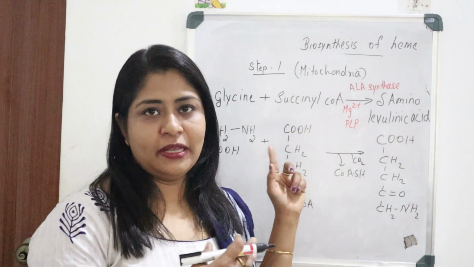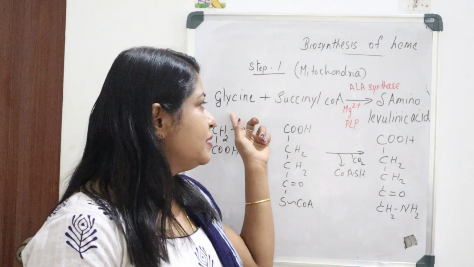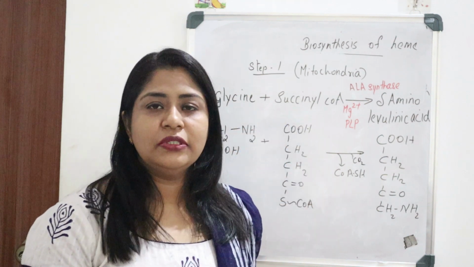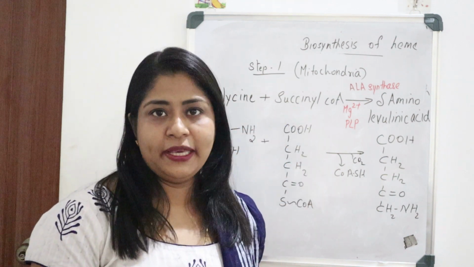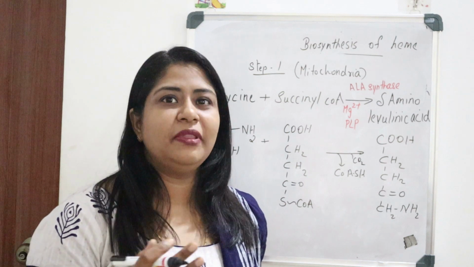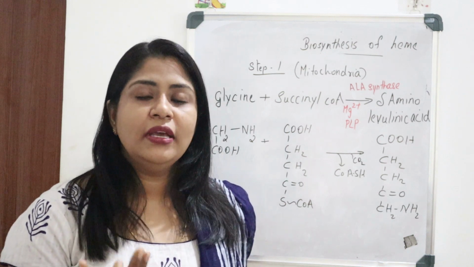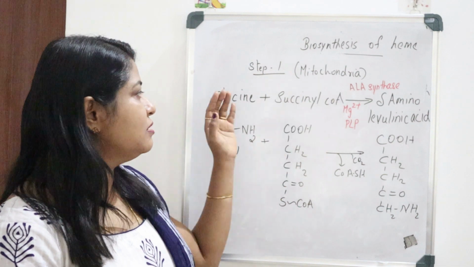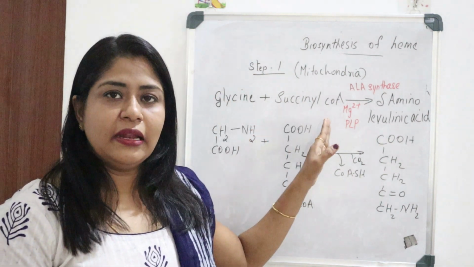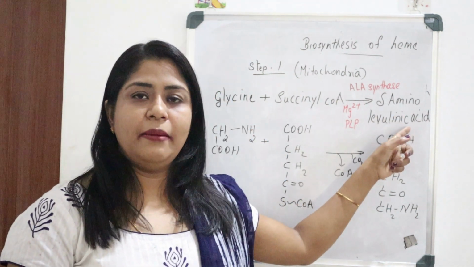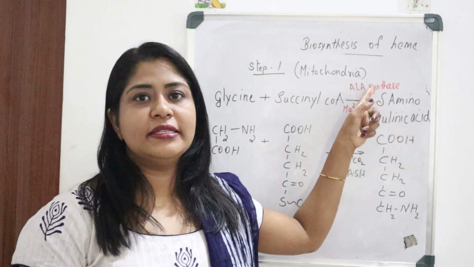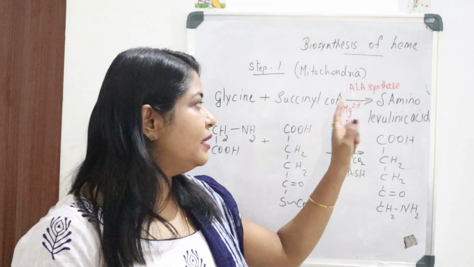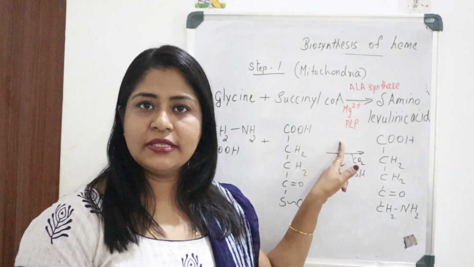Actually there is one more intermediate step, in which succinyl-CoA and glycine first produce alpha-amino beta-ketoadipic acid. You can skip that, as it is a bit difficult to remember. You can write it like this: glycine plus succinyl-CoA producing delta-aminolevulinic acid, and the enzyme is ALA synthase, which requires magnesium and pyridoxal phosphate.